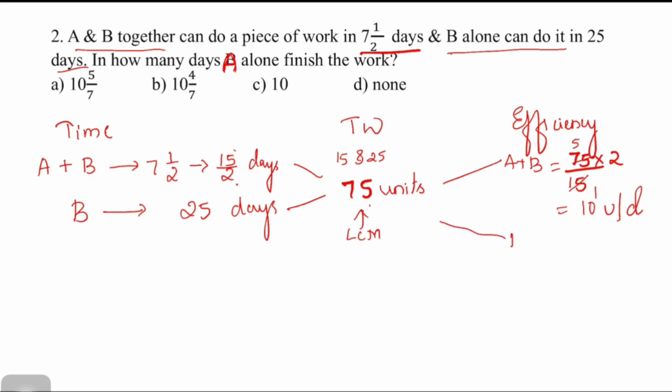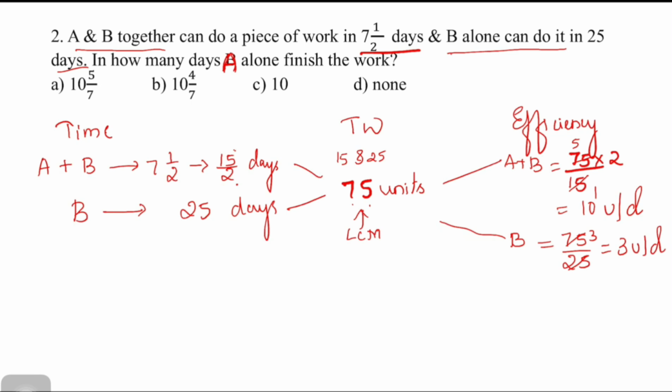Then B alone. B alone will complete how much? So 75 units B will complete in 25 days. So in one day how many units will it complete? So 75 divided by 25. 1s are 3s are 75. So B will complete 3 units per day. Okay. A and B together will complete 10 units per day and B alone will complete 3 units per day.